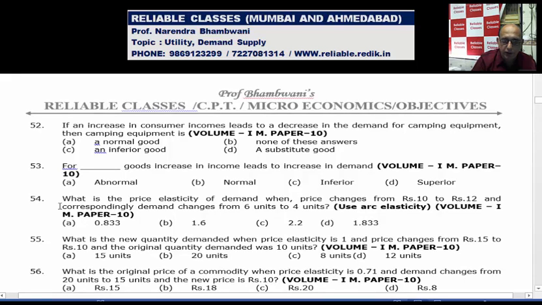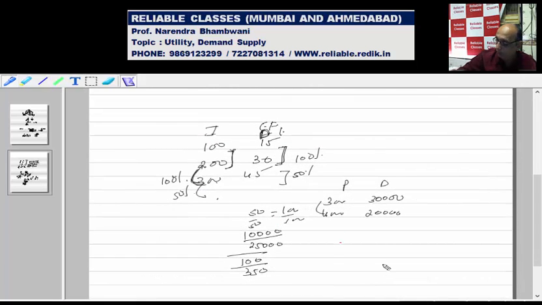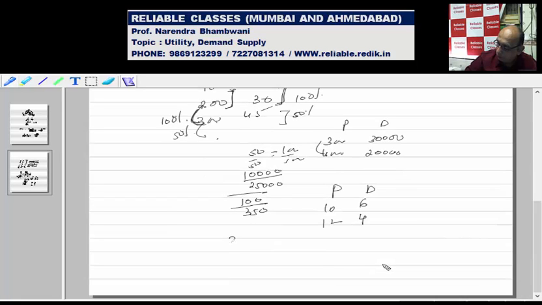What is the price elasticity of demand? When the price changes from 10 to 12 and correspondingly demand changes from 6 to 4. Price changes from 10 to 12 and demand changes from 6 to 4. Now what will happen? Change in demand is 2 by 5. This is the midpoint and this is 2 by 11. Midpoint, okay? So it will be 2 by 5.